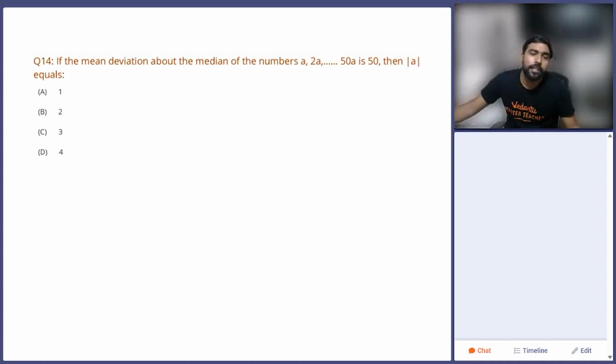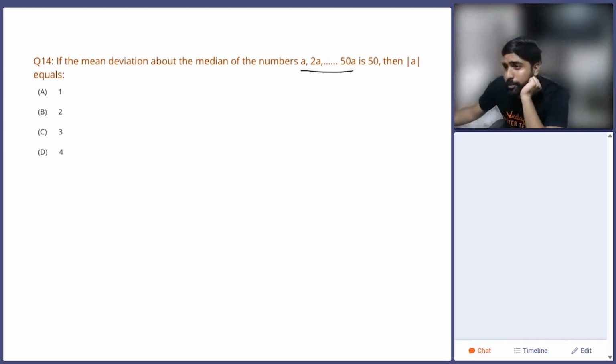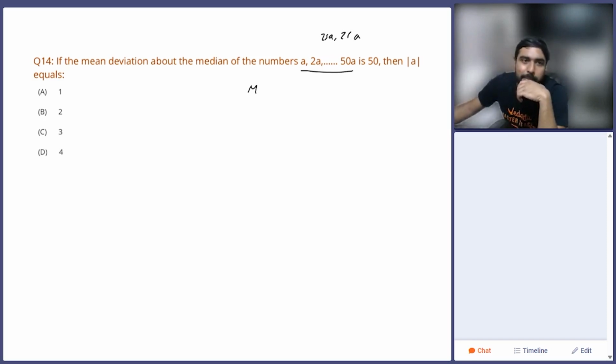Let's have a look at the next question. The mean deviation about the median of these numbers A, 2A, ..., 50A is given to us as 50. What is the value of |A|? Very well. So to get the mean deviation about the median, first of all, we need the median, right? When I have 50 terms, the 2 middle terms are 25A and 26A. So can I say that their median will be (25A + 26A)/2, that is 51A/2.